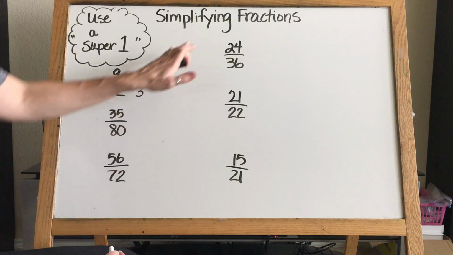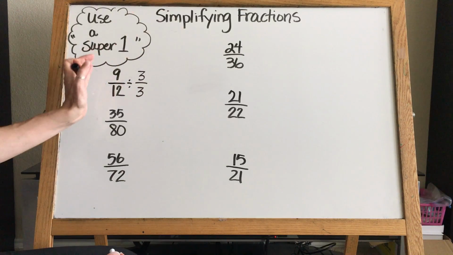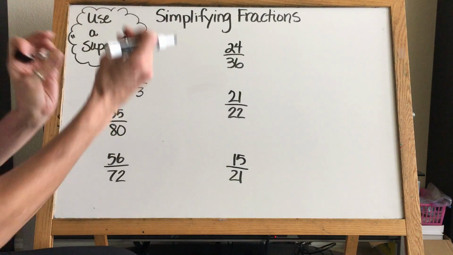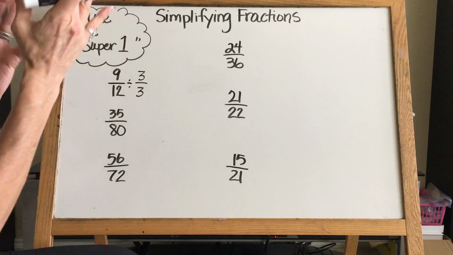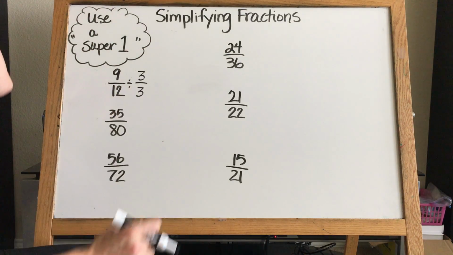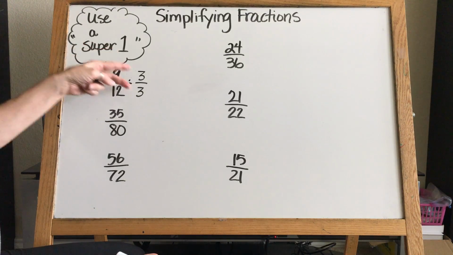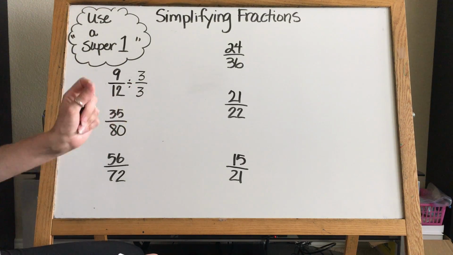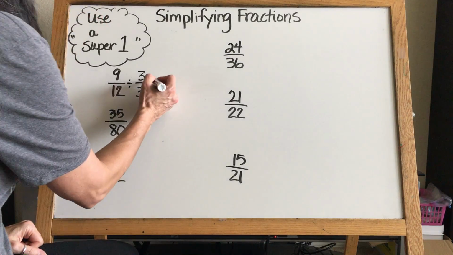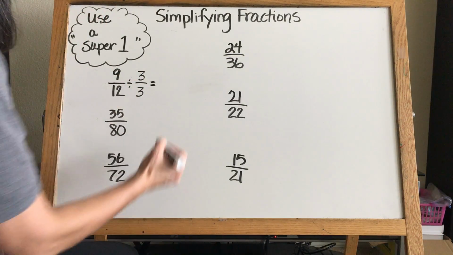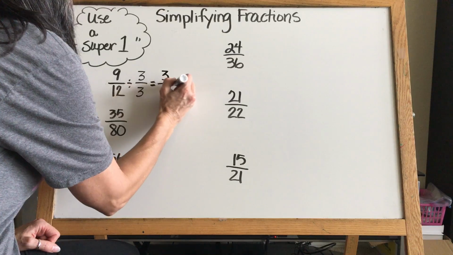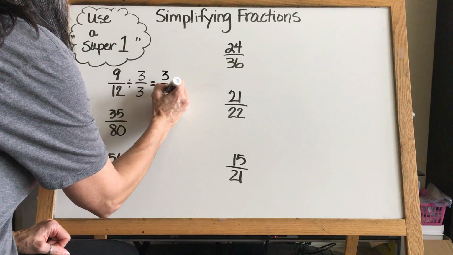these numbers by. That's what simplifying is. We're trying to make this fraction in its very simplest form, in its very lowest terms. It's also called lowest terms, okay? So you can only reduce a fraction with a factor that they both have. Again, that's why we're looking for a super one, okay? So we have 9 divided by 3. Well, 9 divided by 3 is 3. 12 divided by 3 is 4.